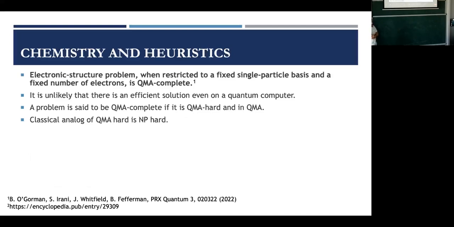So, I had the confidence to put this slide up, but the electronic structure problem, when restricted to a fixed single particle basis and fixed number of electrons, is QMA complete. So we all know that it's unlikely there could be an efficient solution even with a quantum computer. A problem is said to be QMA complete if it is QMA hard and is in QMA, and the analog of QMA hard is NP hard.